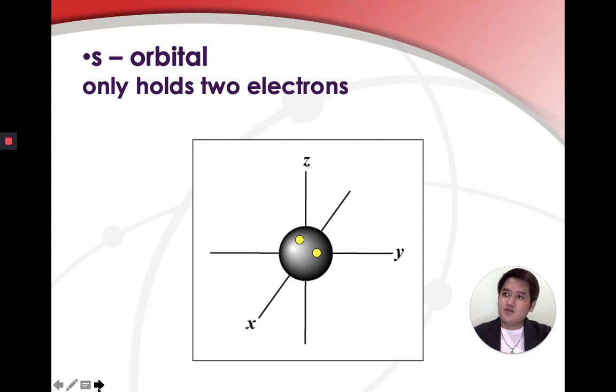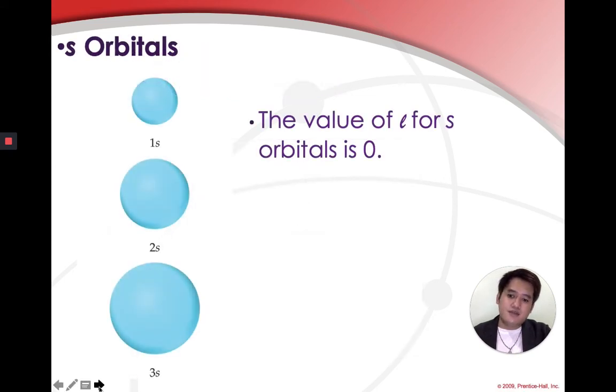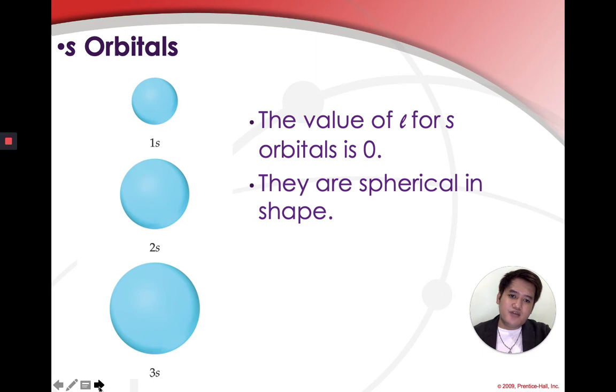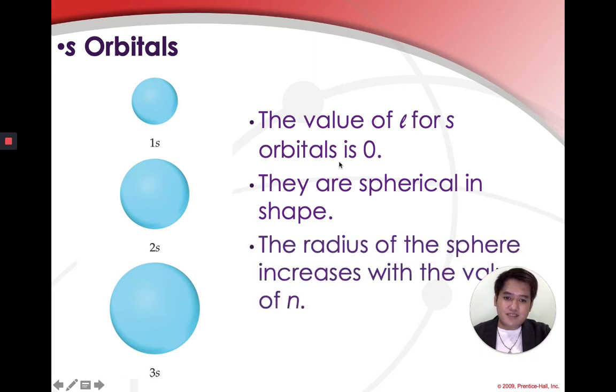Now take note that each orientation, each orbital can only hold up to 2 electrons of opposing spins. That's a general rule which will be discussed later on, but just for you to know, each orbital or each orientation of the subshell can only accommodate a maximum of 2 electrons of opposing spins. So if you have the S orbital, it only holds 2 electrons, and it's spherical. How do we know this? The value of L for S orbitals is equal to 0.